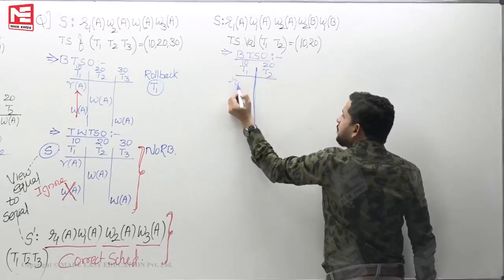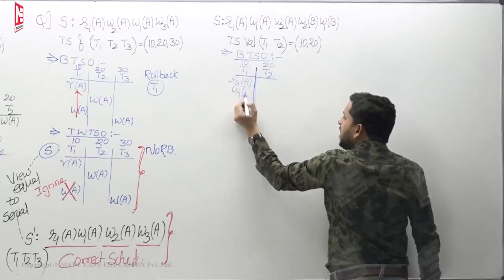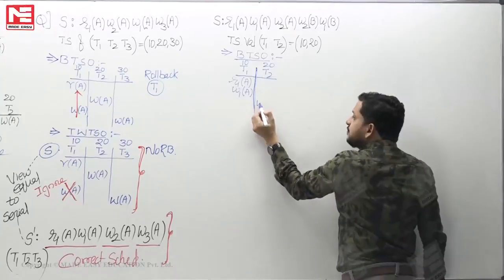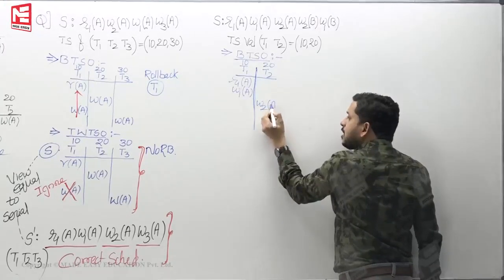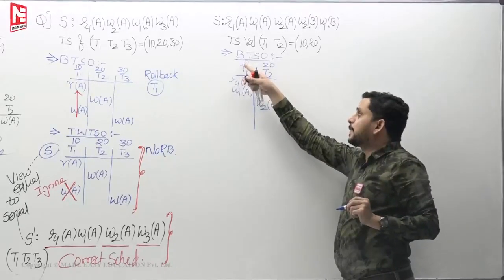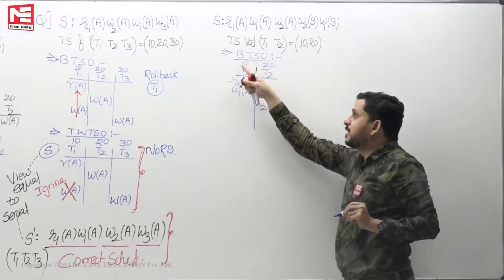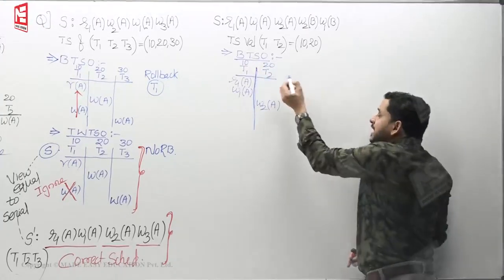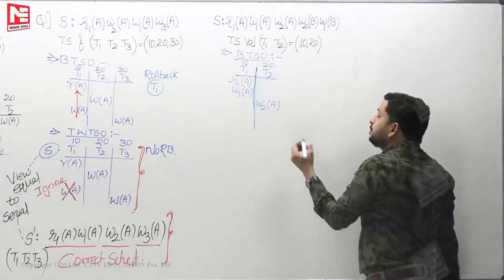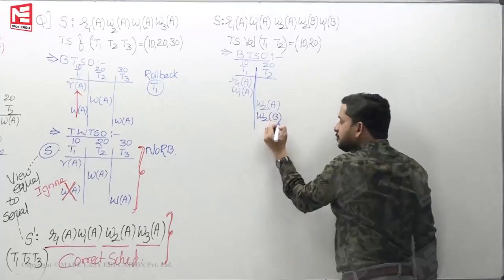T1 requesting read of A, which is allowed. T1 requesting write of A, which is also allowed. Okay. T2 requesting write of A, a conflict occurs, but the conflict pair and the timestamp order precedence are the same. Timestamp order is also expecting T1 followed by T2. Conflict pair is also T1 followed by T2. Then T2 requesting write of B, it is allowed.